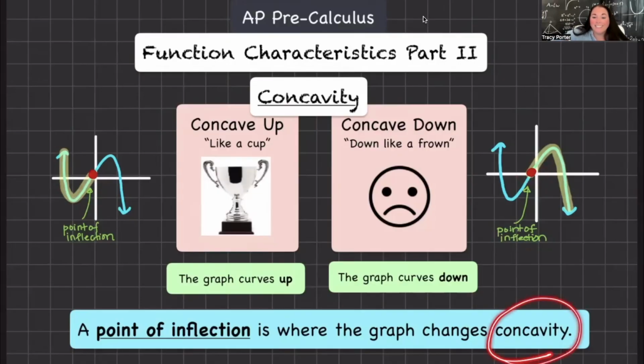Wherever it changes concavity, that is going to be called a point of inflection or an inflection point. It could change either from up to down or down to up. As long as it's changing concavity, we're going to call that a point of inflection. So this is just getting down some of the basic vocabulary.